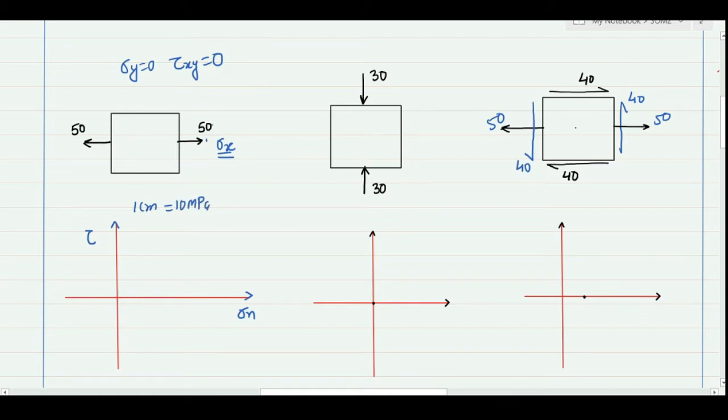So for the given case, if my stress is 50 megapascal, I am going to consider a point here at a distance of 5 centimeter, but actually it is going to represent 50 MPa, or I can say that this is my sigma x at this point. Now what about the second normal stress? As it is 0, I am going to put the second point at the origin because I don't have any sigma y. What about the shear? There is no shear, so there will not be any position on the vertical axis.